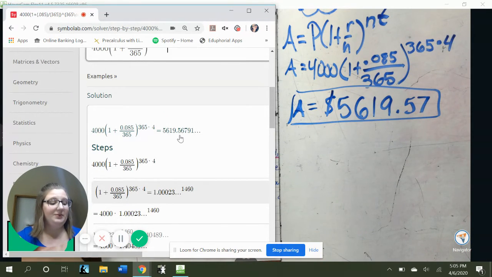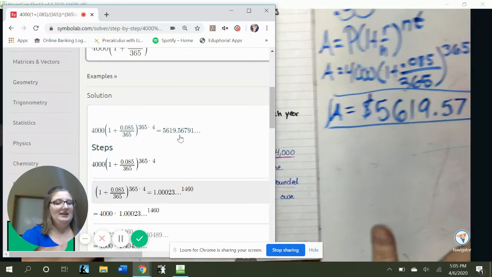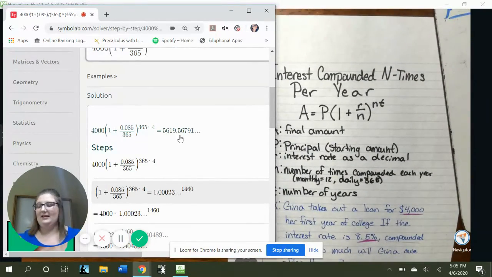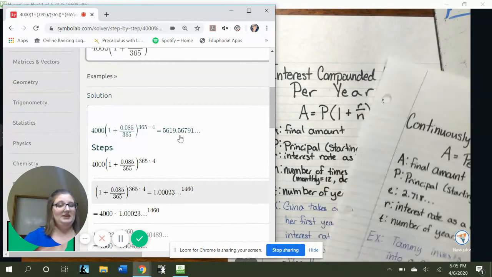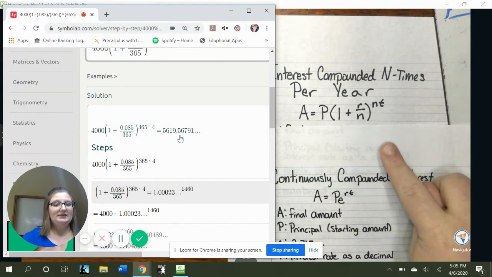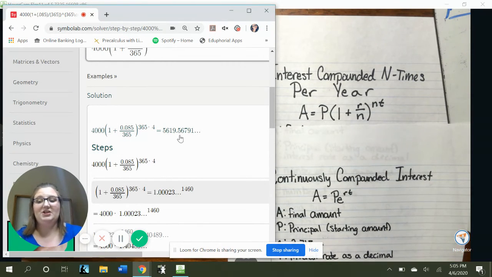All right, so now that we've talked about the two types of interest, the N times per year formula and the continuous formula, now that you have these two formulas, I want you to head on over to Edulastic and finish the assignment that's on there. It's all about plugging the numbers into these formulas and figuring out which formula you need to use to find the interest.